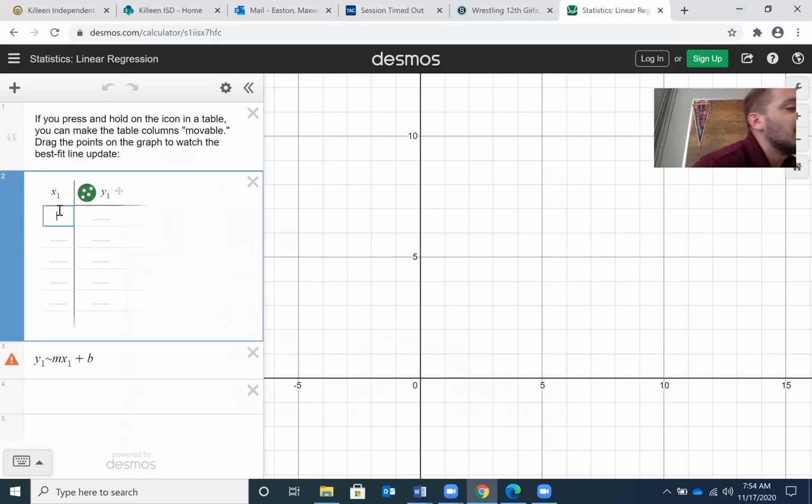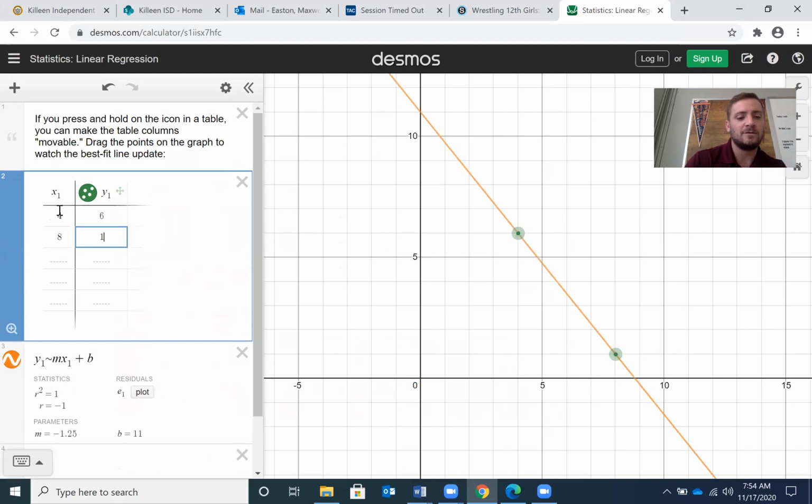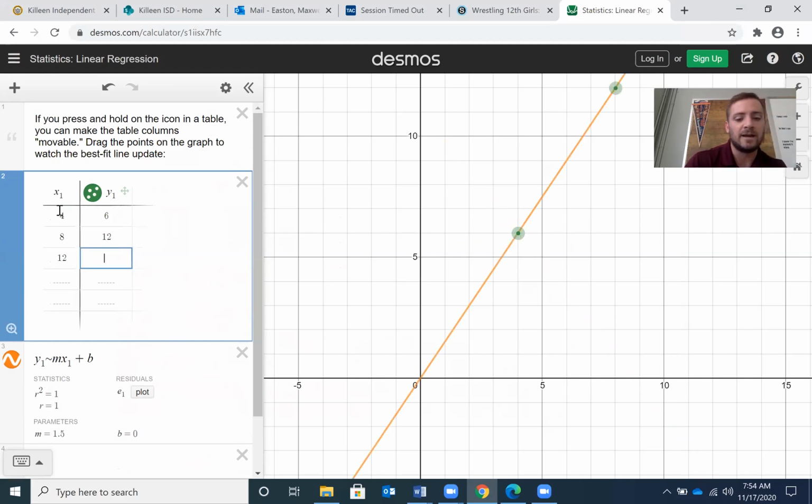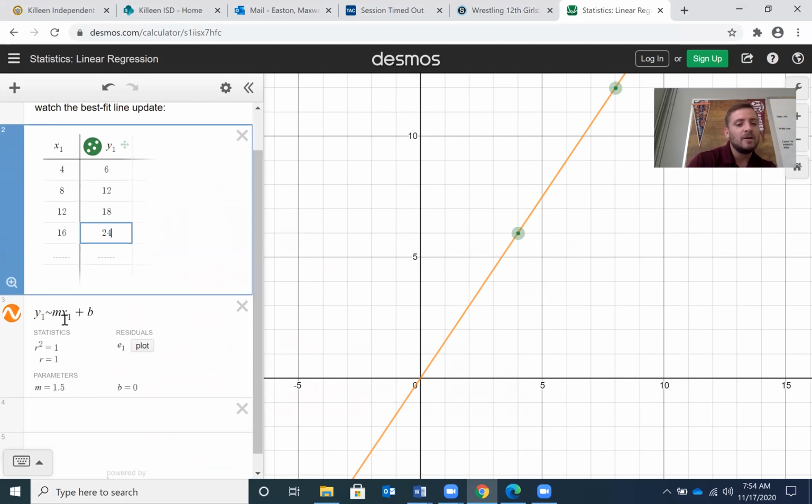We're going to put this table into our Desmos. So I have the point 4, 6. I have the point 8, 12. I have the point 12, 18. And then I have the point 16, 24. Now, if you scroll down here, it has found our m and our b. I'm going to write that onto my paper. Our m is 1.5. Our slope is 1.5. And our b is 0. Our y-intercept is 0. So now let's go back to our review.